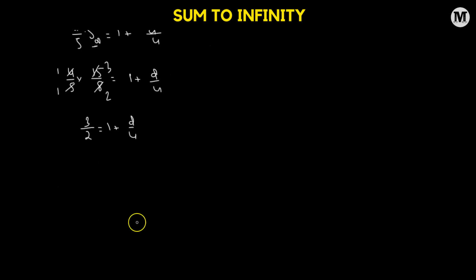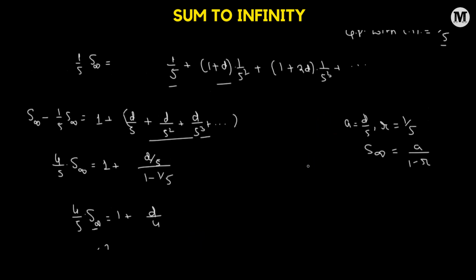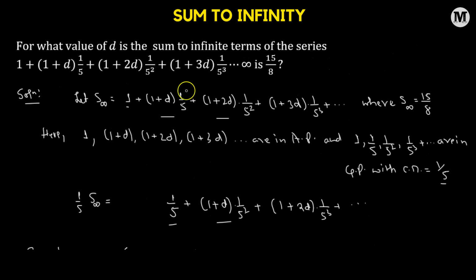Now let's solve for the value of d. We have d over 4 equals 3 over 2 minus 1. So d over 4 equals 1 over 2. That means d equals 2. So this is the value for d, d equals 2, such that the sum to infinite terms of the given series is 15 over 8.